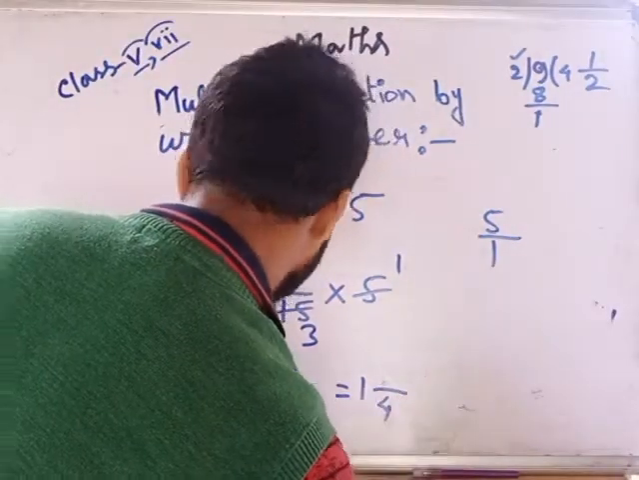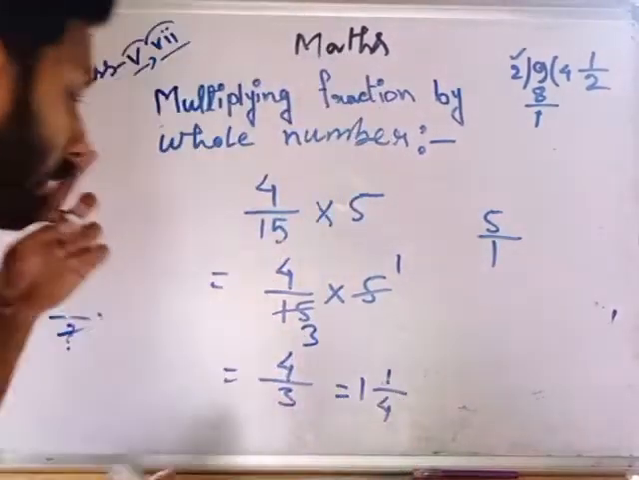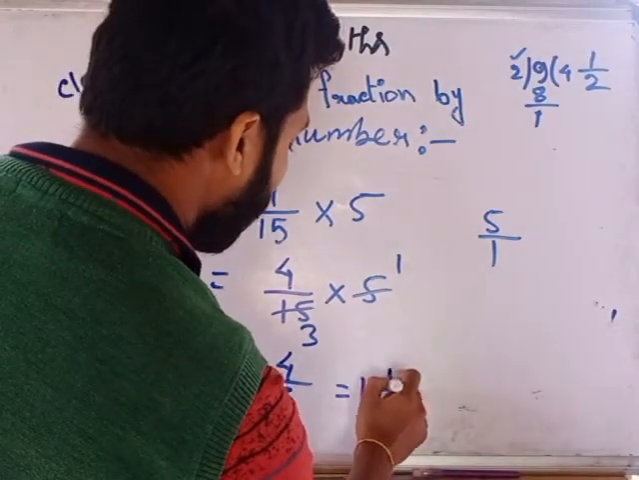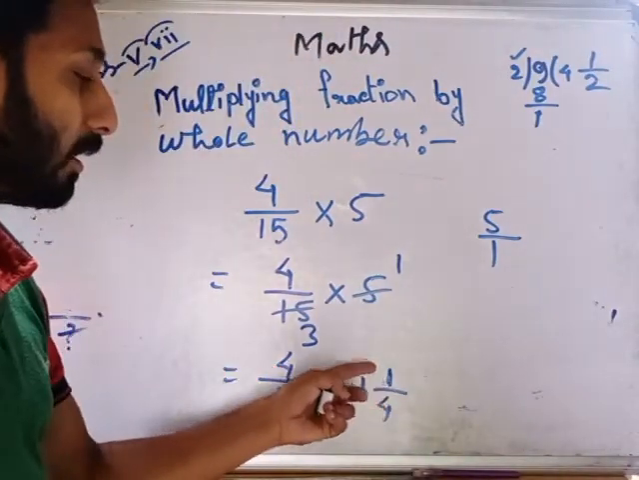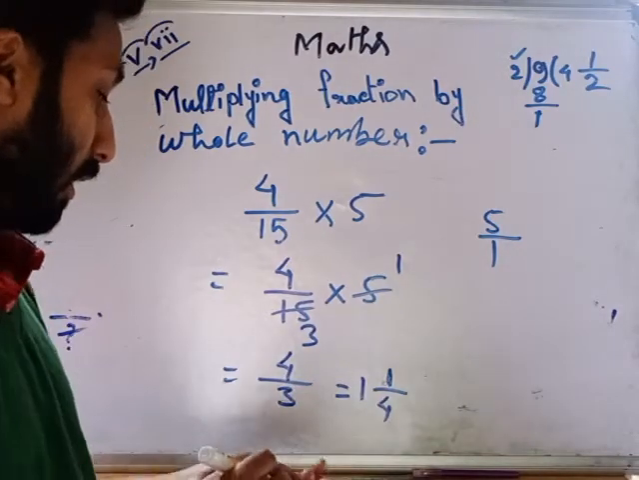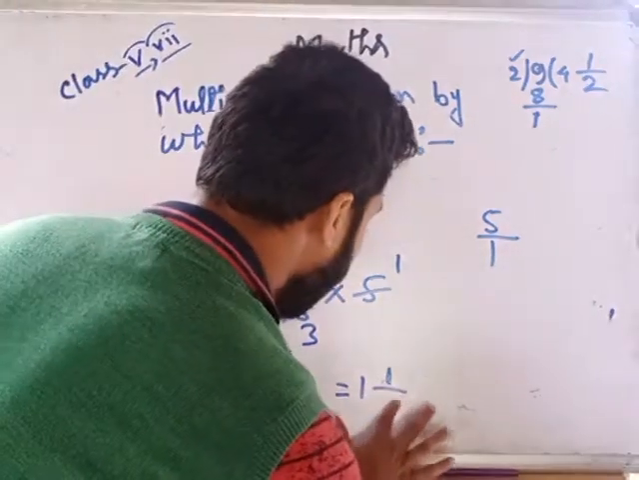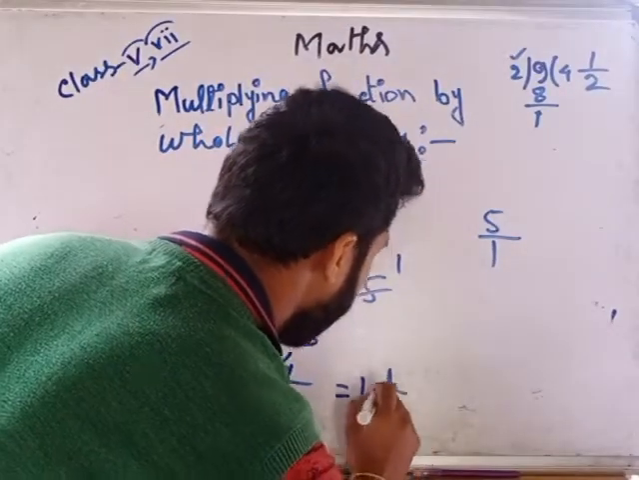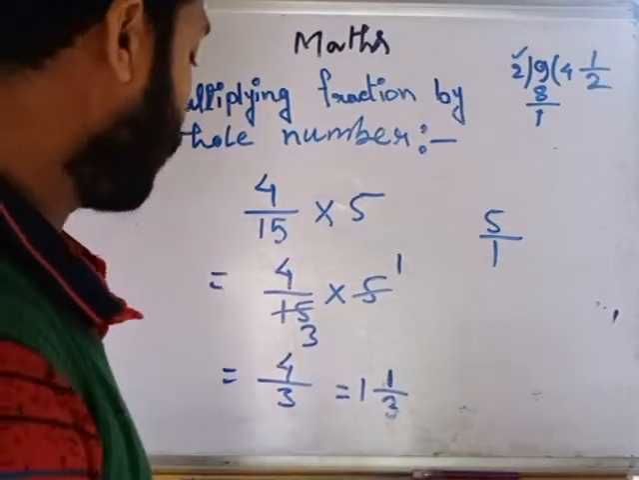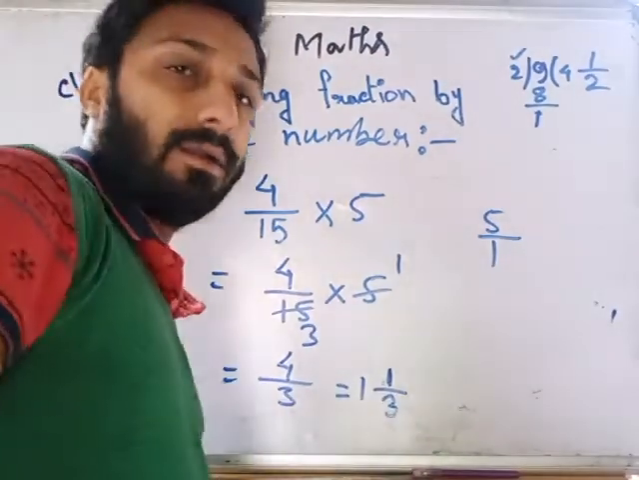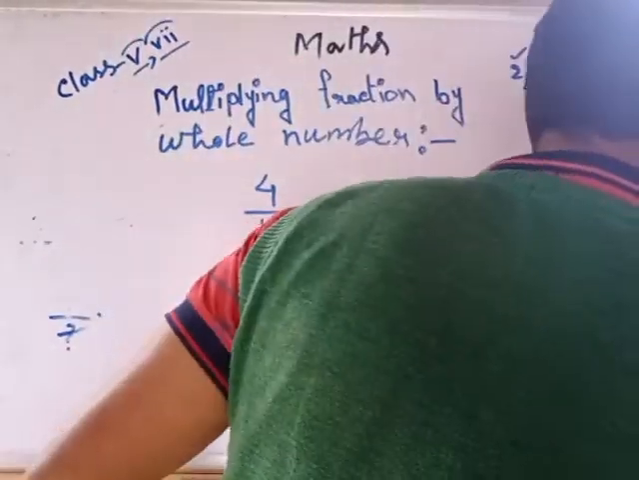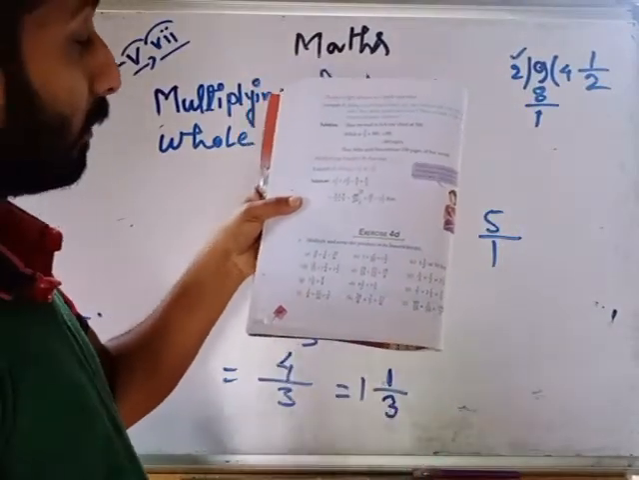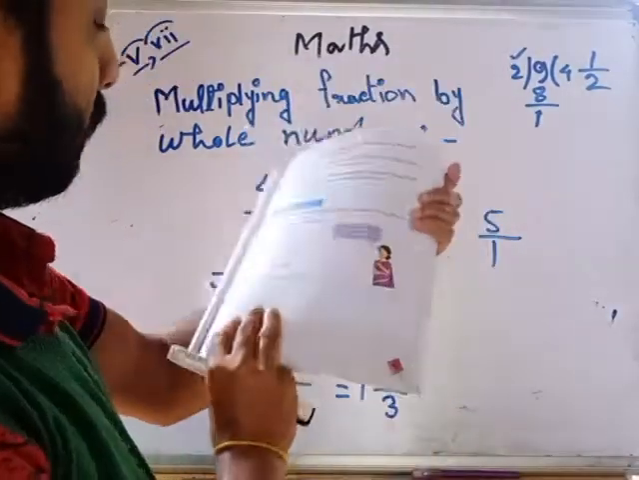Right over here, 1. 3 ones are 3, 1 as a remainder. The remaining number we should write as the numerator, and the dividend we should write as the denominator. So many homeworks are there, so you should do it yourself and submit your copy.